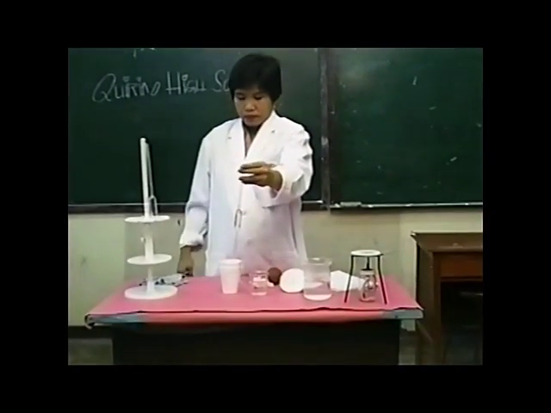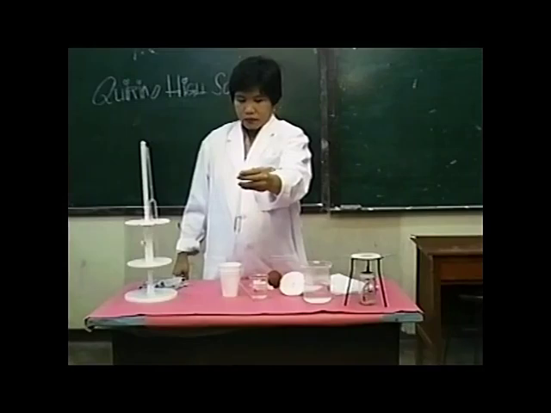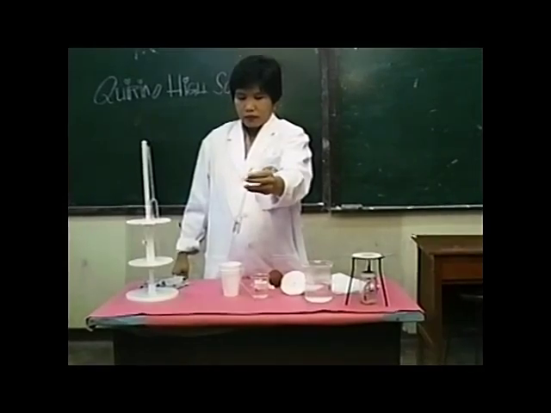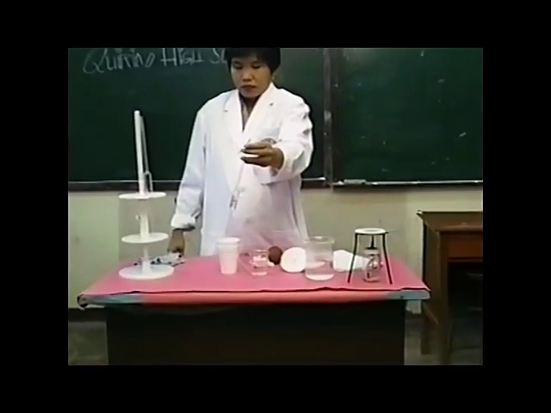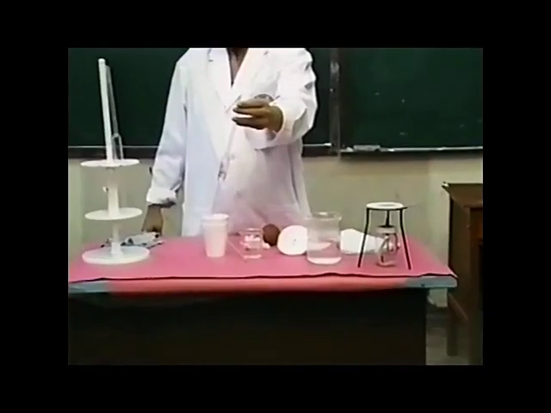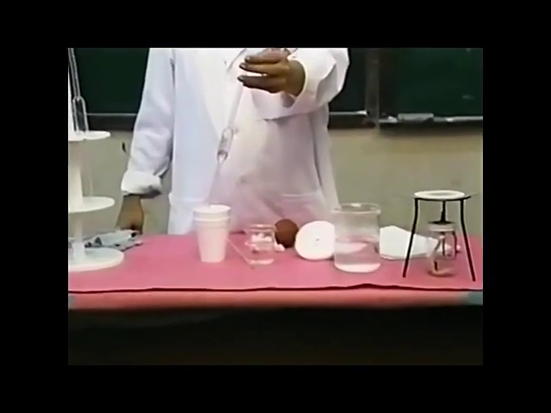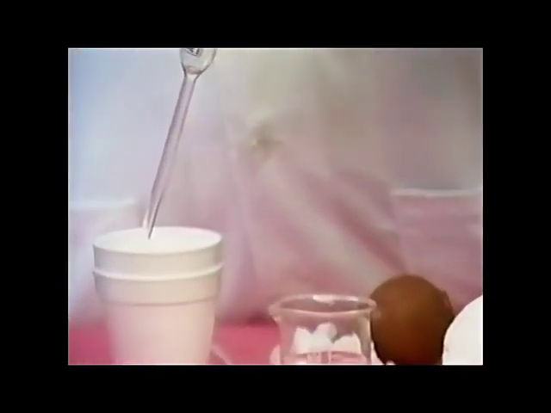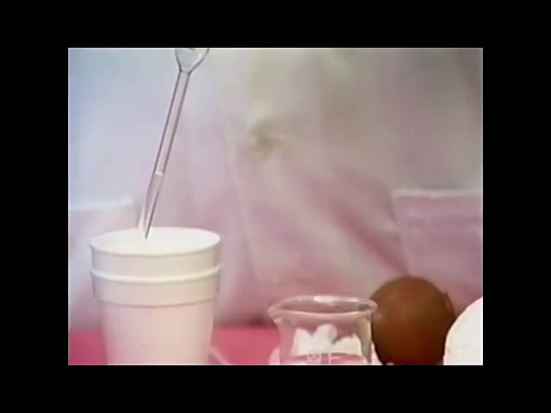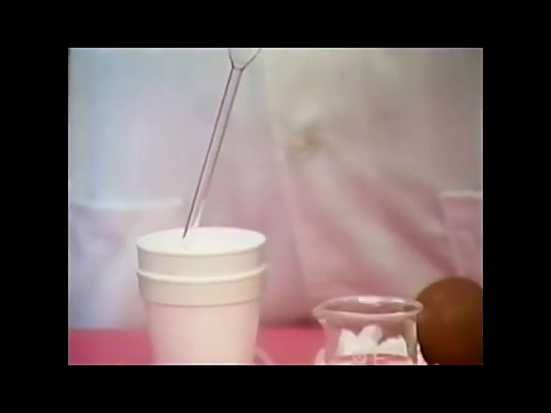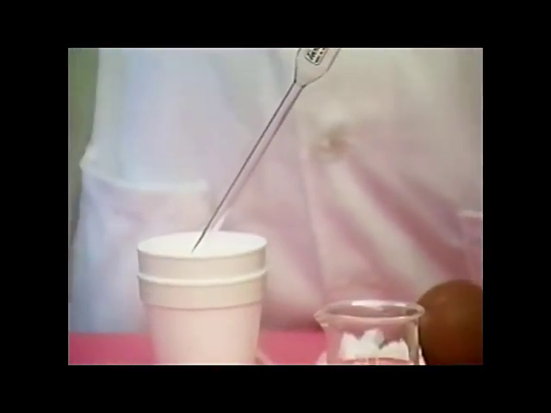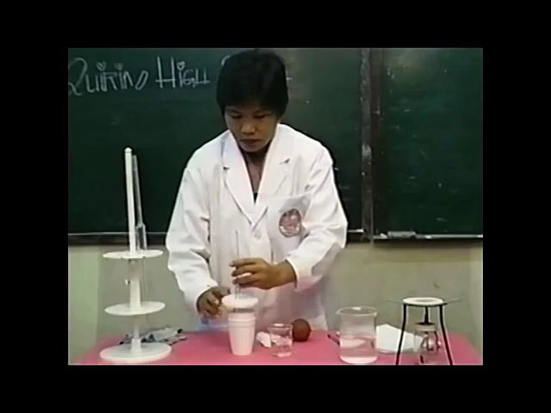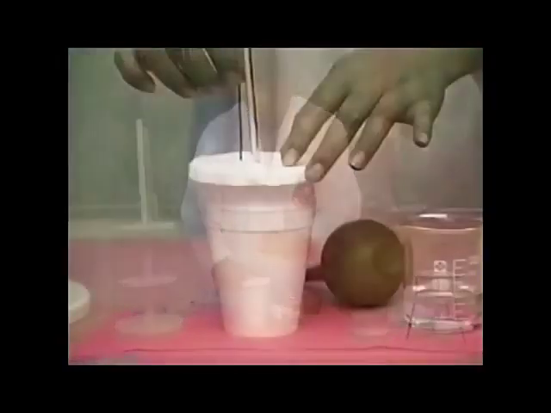Immediately add this to the cold water in the calorimeter. The more quickly you can do this, the less heat is lost to the surroundings and the more accurate your measurement will be. Avoid spills. Cover the calorimeter. Stir the mixture and note the highest temperature reading.